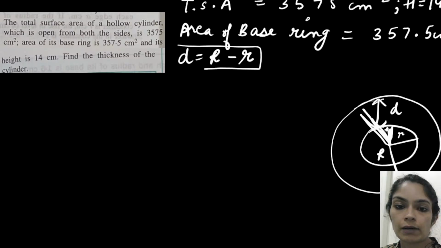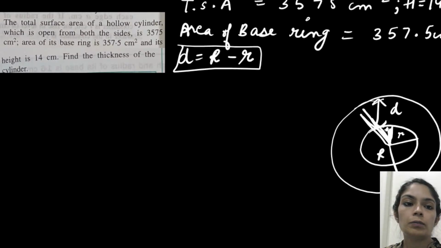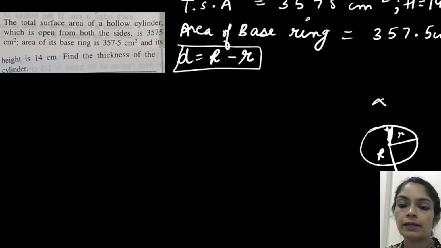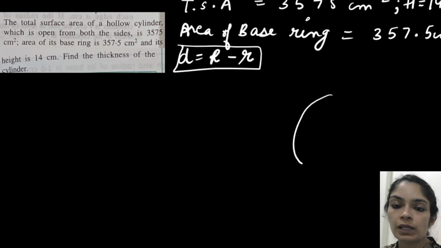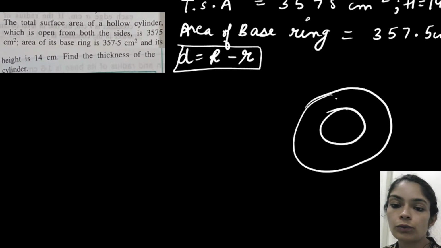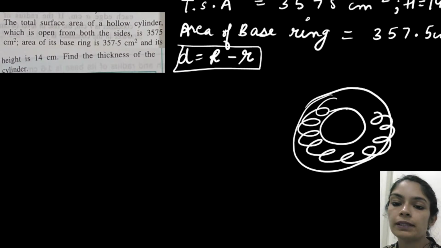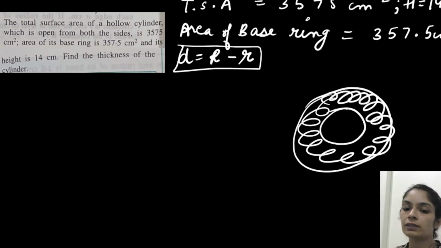So this thing we have to find. Now, first of all, we'll make use of the area of base ring. What will be the area of base ring? Base ring I also explained to you. This is how the ring will look, because its thickness will be there. So the area of base ring is given to us.